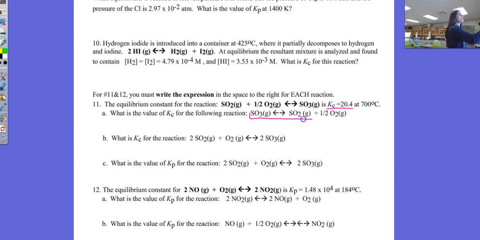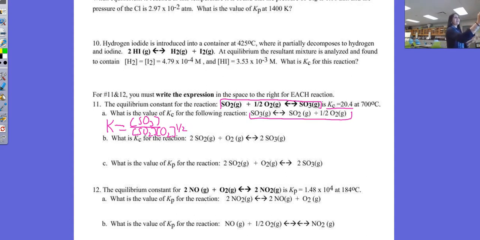Well, if I take a look here, I can see that what they've done is they reversed it, okay? So they flipped the reaction. So the question is, what happens to K when they flip the reaction? The best thing to do in a situation like this is write your expression. So in this case, I'm going to write what K is normally. K for this reaction right here is equal to the concentration of SO3 divided by the concentration of SO2 times O2 raised to the 1/2, okay?